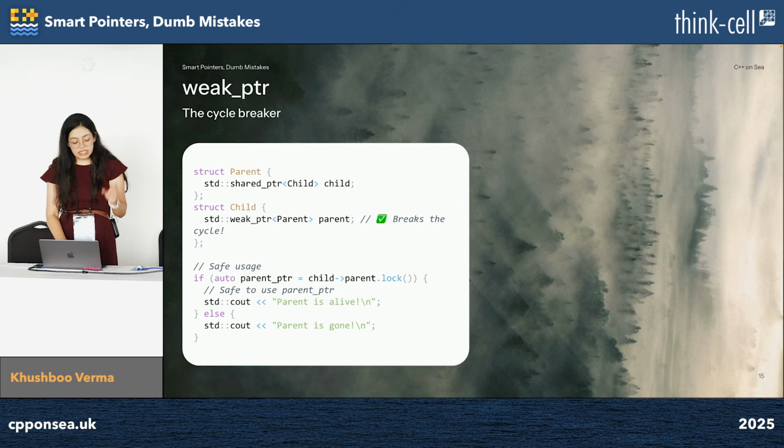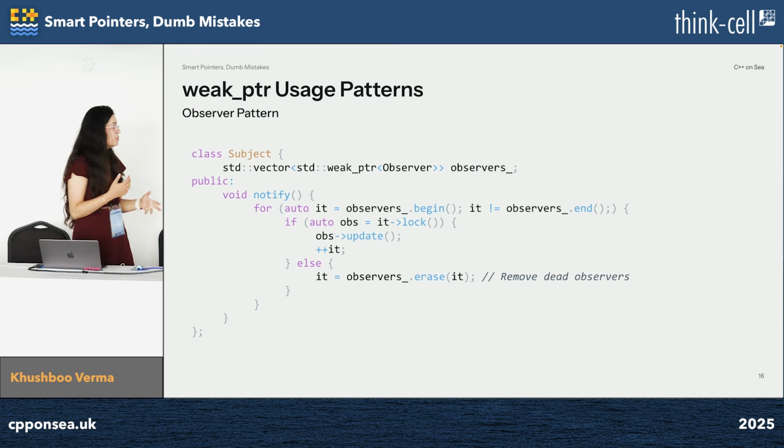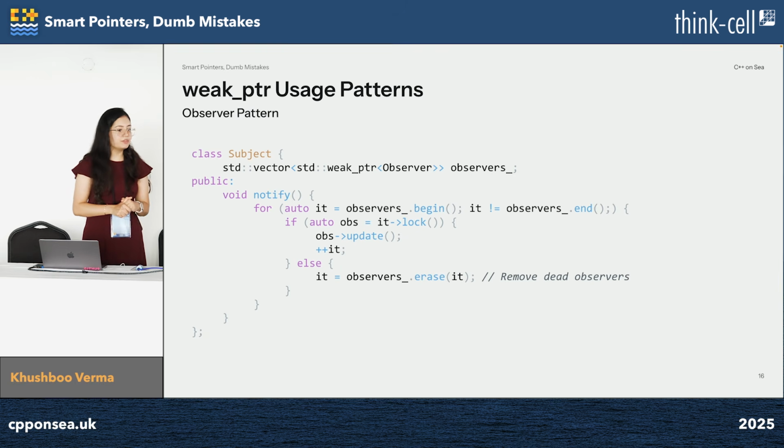Only the parent in this particular case is holding a strong reference to the child structure. The child structure is holding a weak reference to the parent. And when the parent is destroyed, the child will also be destroyed. There are certain usage patterns where I think weak pointers suit very well.